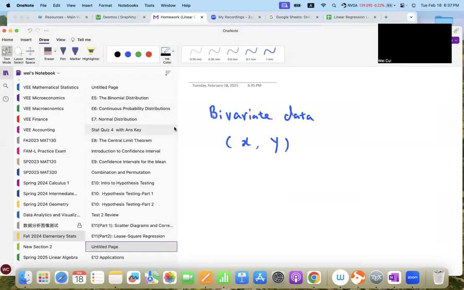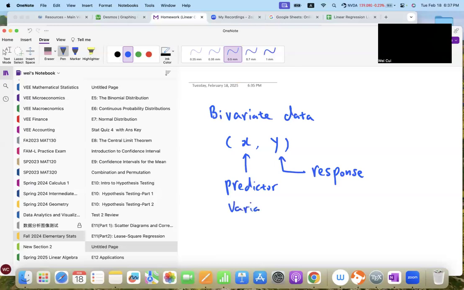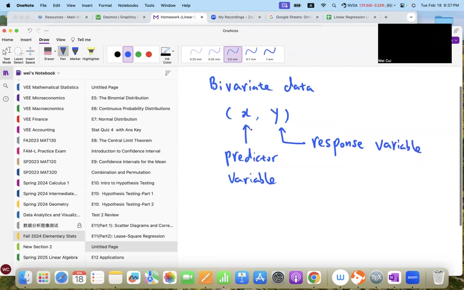So first of all, on Monday we said bivariate data is data that has two variables. The first variable, the x, we call the predictor, and the second variable, y, is called the response. So we have a predictor variable and a response variable.